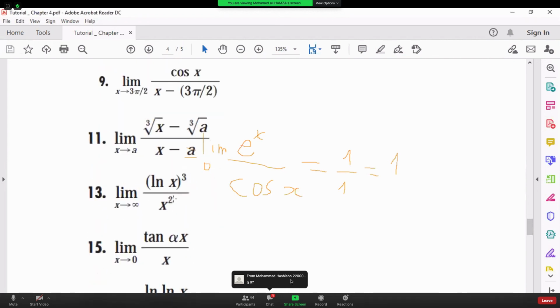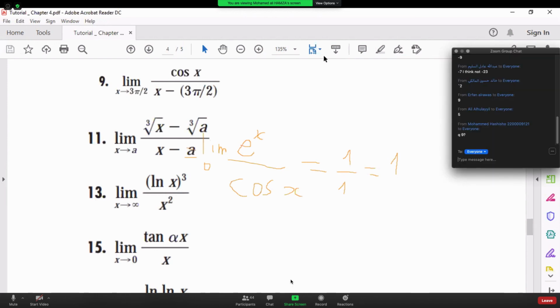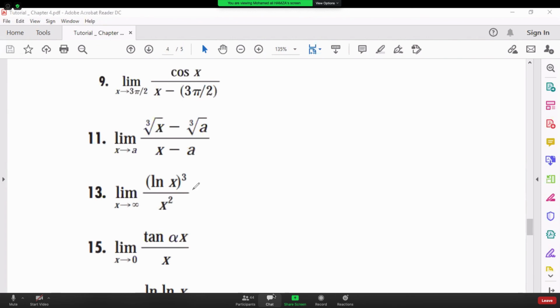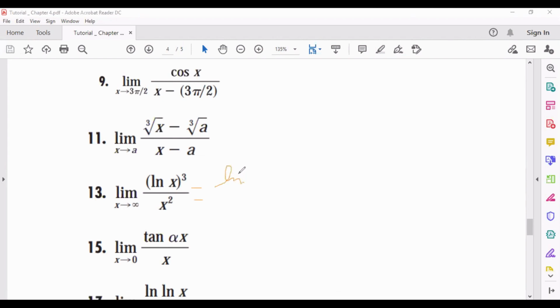We can try this one. It's a little bit hard, number 13. Why? Because here we have infinity divided by infinity. I have just 3 minutes, I have to do it. Then what I have to do, I am going to see it's equal to the limit at the same point, at infinity.